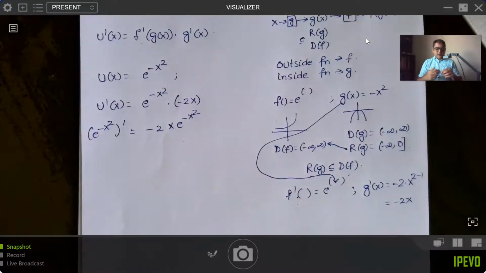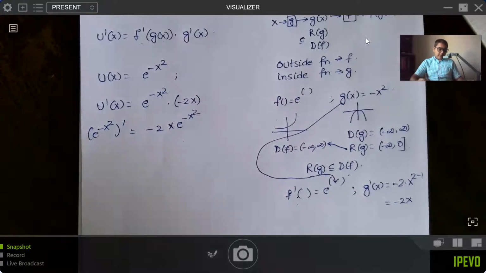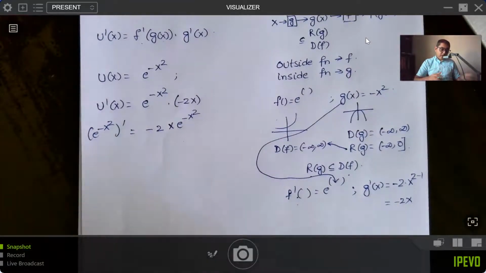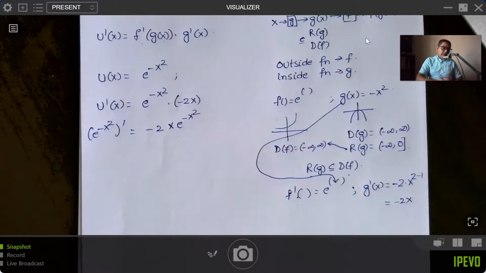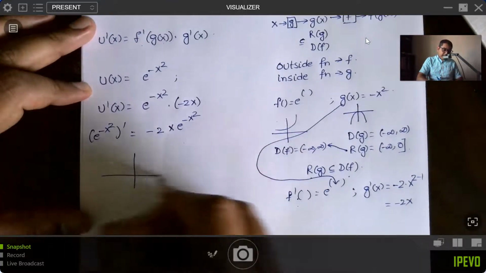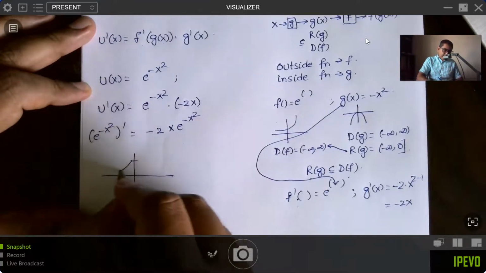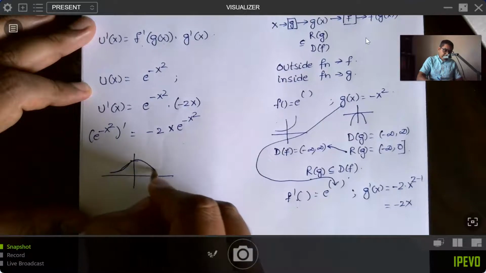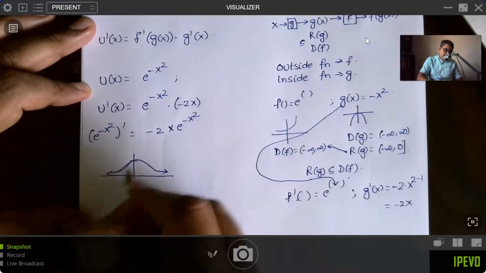Now, a few key things you can realize is that the graph of the function u of x is a bell-shaped curve. You can look at it. It's going to look like this. I mean, this is a rough sketch. Please don't hold me to the scale.